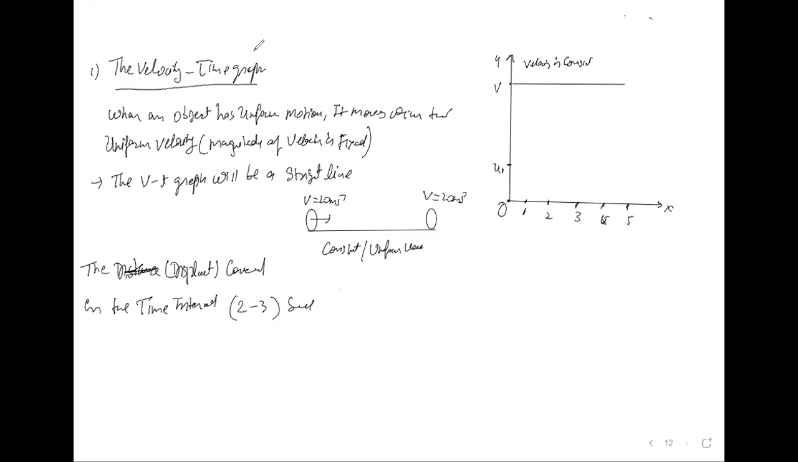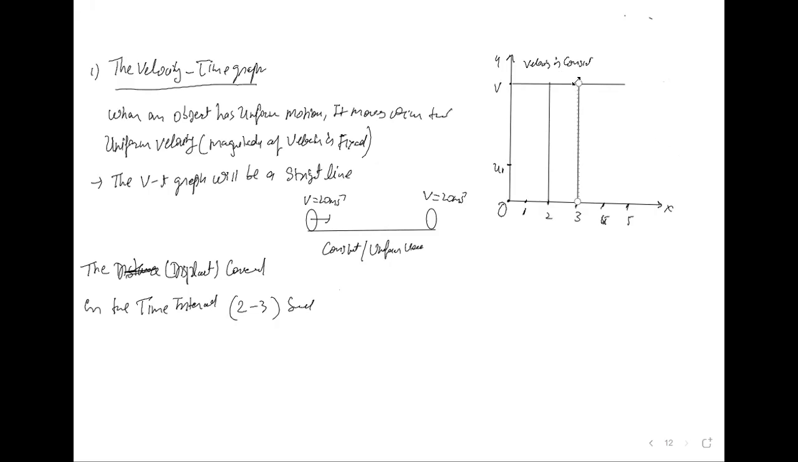For that, we will draw a line which is perpendicular on this graph. So we will put it at 2 seconds. Time is changing. It is 0, it is 1, it is 2. So we will put it at 2 seconds and we will make another line and we will put it at 3 seconds.